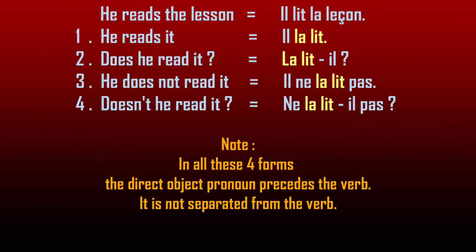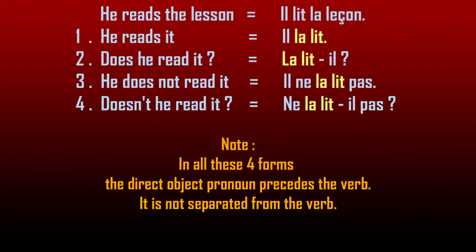Ne is written after the subject. Pas is written after the verb. As you have just learned, direct object pronoun la is written before the verb lit. So the construction goes like this: Il ne la lit pas. He does not read it.